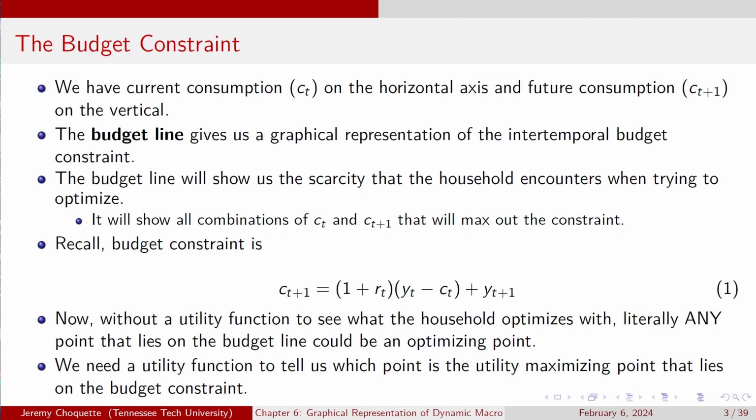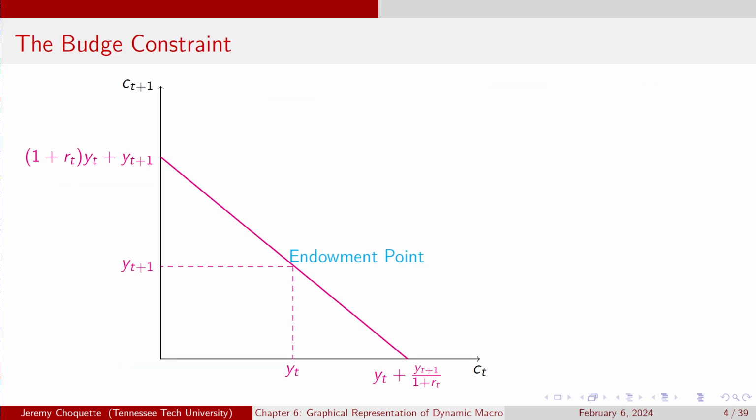So it's going to show all possible combinations of current and future consumption that will max out that constraint. Because remember, the constraint is C sub t plus 1 equals 1 plus the real interest rate times y sub t minus C sub t, plus y sub t plus 1. Now, without a utility function to see how the household's optimizing, literally any point that lies on the budget line could be an optimizing point. We need a utility function to tell us which point is the utility-maximizing point that lies on that budget constraint.